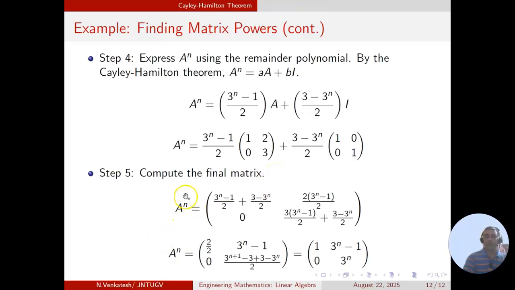So from that you can find out any A power, like A power 4 or A power 5 or A power 10, directly. So this is how one can apply the Cayley-Hamilton theorem to find higher powers of a given matrix.